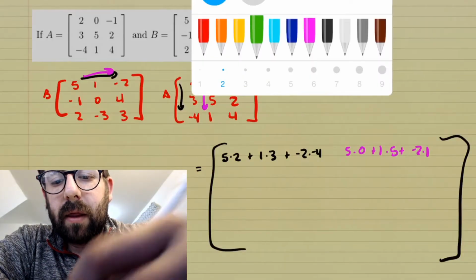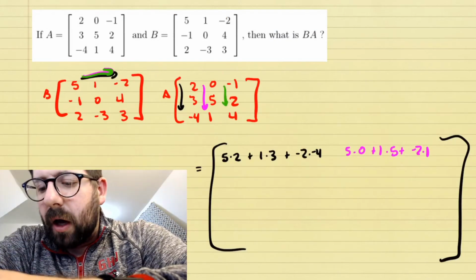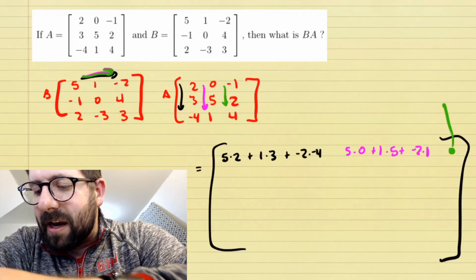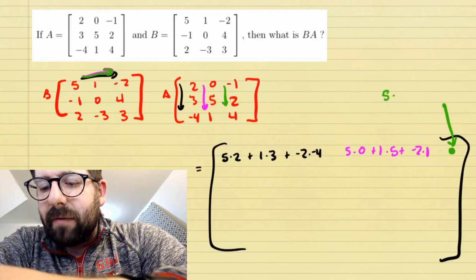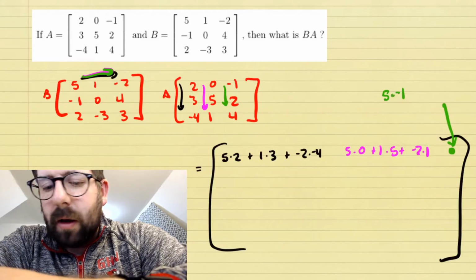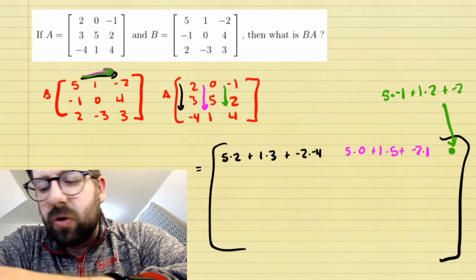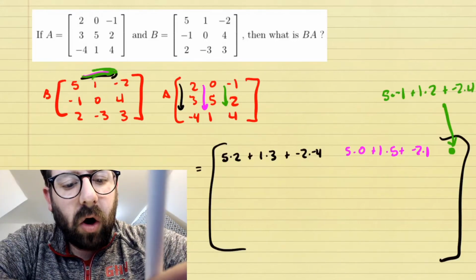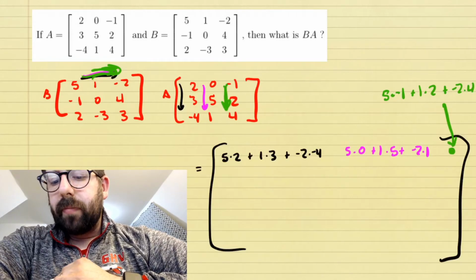And then the upper right corner is row, column. So up here, this number right here, I don't have enough space, but that number that's going to sit right there is the 5 times the -1 plus the 1 times the 2 plus the -2 times the 4. Again, it's row and column. That's where I'm getting these numbers from.